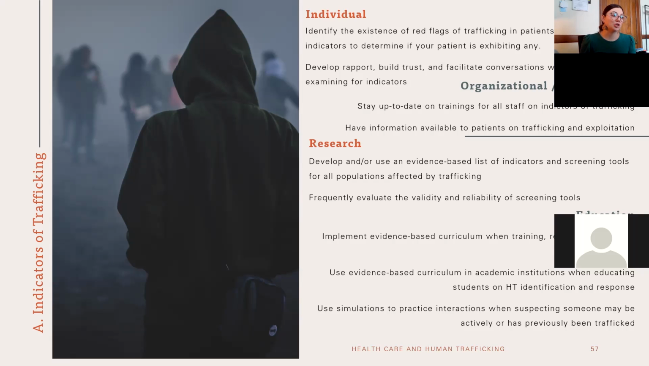Research, so develop and or use evidence-based lists of indicators and screening tools for all populations affected by trafficking. So not just focusing on sex trafficking, not just focusing on labor trafficking, not just on the ones that seem to be the ones that catch our attention more, but on all the different kinds, right? And frequently evaluating the validity and the reliability of screening tools. Again, we learn more every day. So how does that change with materials that we have?